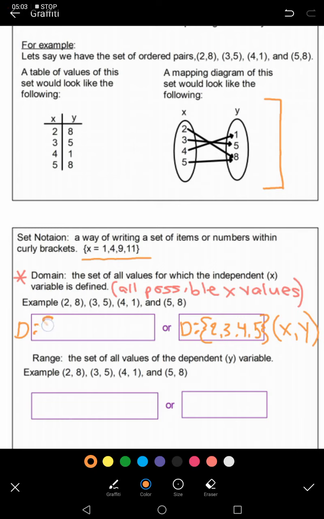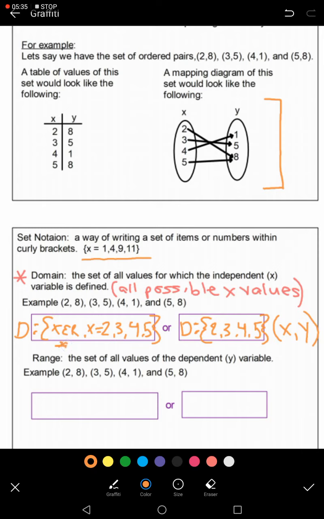You're going to put your curly brackets, and then you're going to write x, ∈, and R. What this means is x is any real number, or x is in the real numbers, comma, and then you're just going to list them. x equals 2, 3, 4, and 5. So essentially it's the same thing, we just have this little notation here that makes it a bit different.